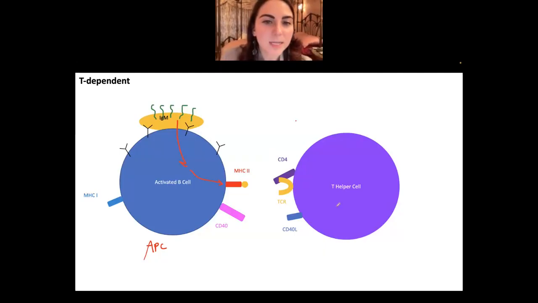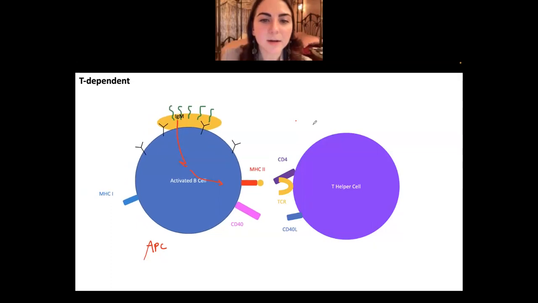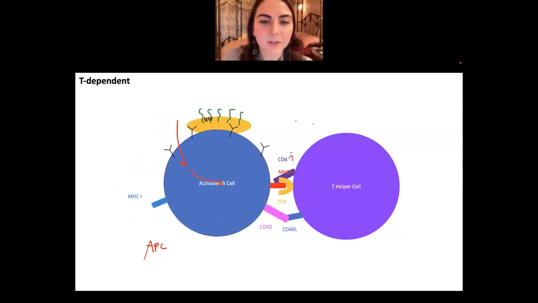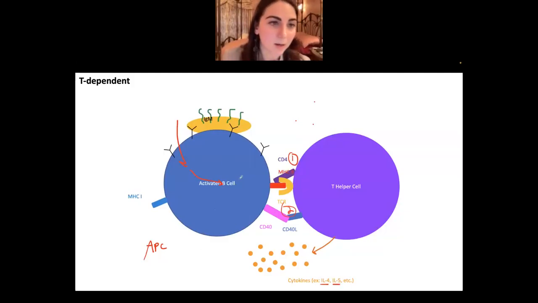Your T helper cell has the T cell receptor and CD4. That's what's responsible for signal 1. And then in the presence of an infection, we're going to have signal 2 present. So this is going to bind here. We have signal 1, we have signal 2. Great, the cell is going to survive. Now the T helper cell is going to release cytokines. Depending on what type of cytokine it releases, it tells this B cell what type of antibodies it needs to fight off this infection. And this is why T-dependent activation is very specific and very, very good, because you're getting great help from this T cell.